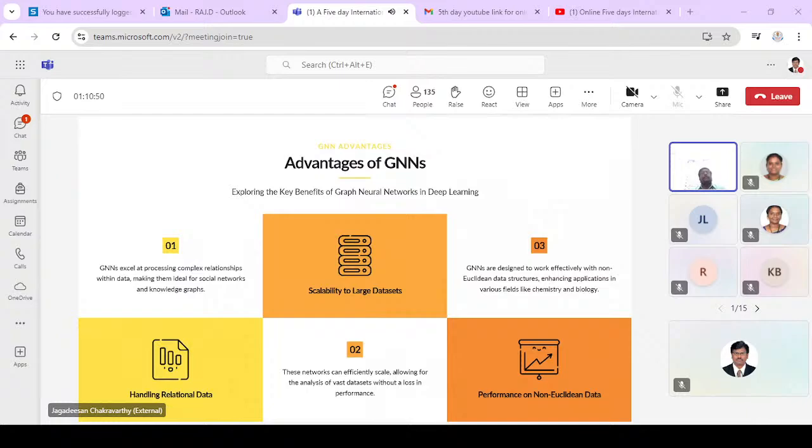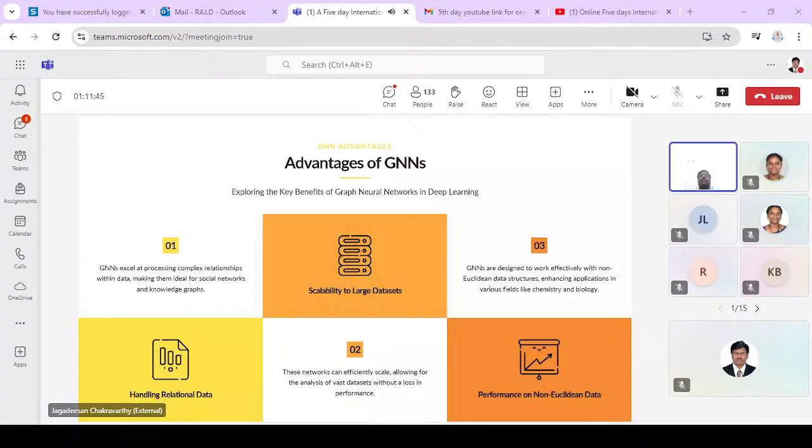Scalability to large data sets. GNNs are designed to work effectively with non-Euclidean data structures. I already told you what non-Euclidean data is. Enhancing applications in various fields like chemistry and biology, so we are going interdisciplinary. Using GNNs, we get enhanced applications in finding the structure of a chemical or a biological system. Handling relational data, and scalability to large data sets: these networks can efficiently scale, allowing for the analysis of vast data sets without a loss of performance.